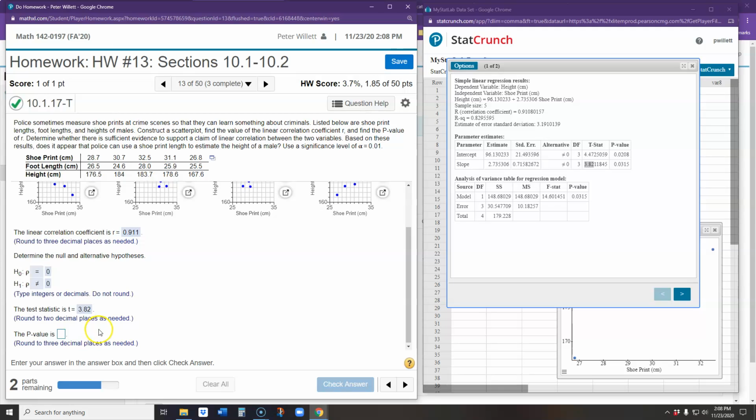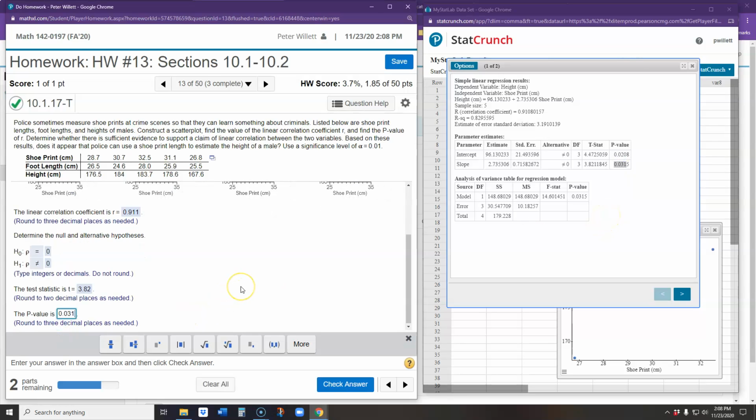Then they want the p-value. That will also be for the slope. If you notice, there's a p-value down here, and those match. So actually, both of those are the same. You just do not want the p-value for the intercept. You want everything for the slope. And they want that to, what, 3 decimal places? Yeah, so I have to round my 1 up to a 2. I put that in.